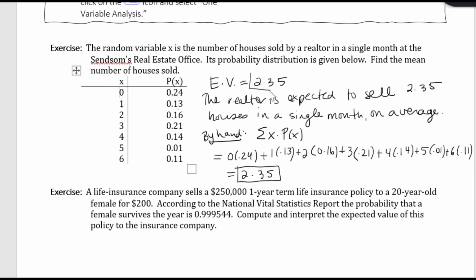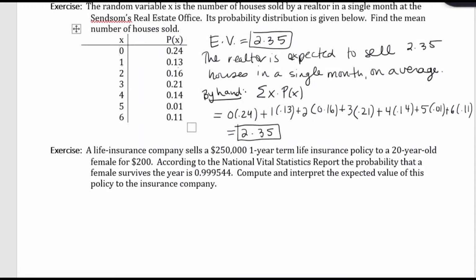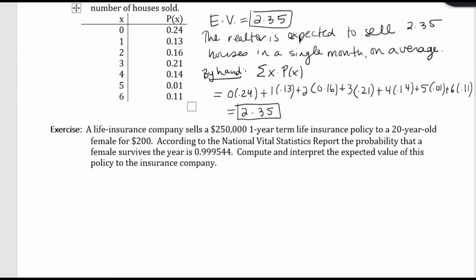So however you do the expected value, whether by GeoGebra or by hand, you'll get the same answer of 2.35 as the average number of houses this realtor is expected to sell in a month. Okay. The second example is another type of expected value problem.